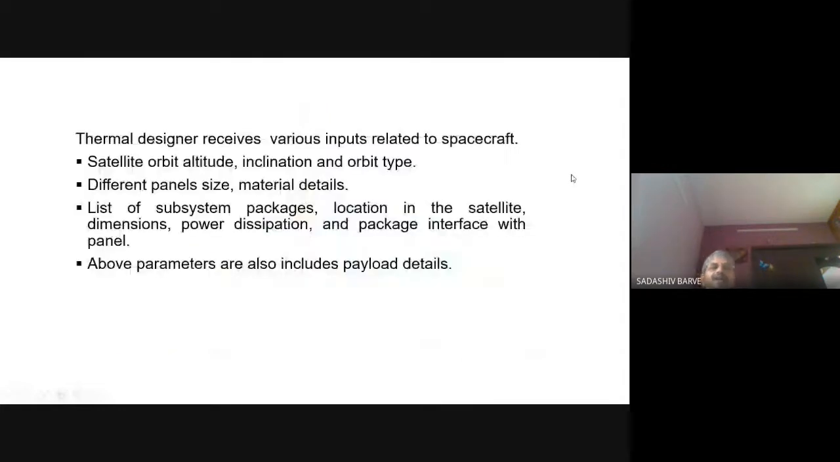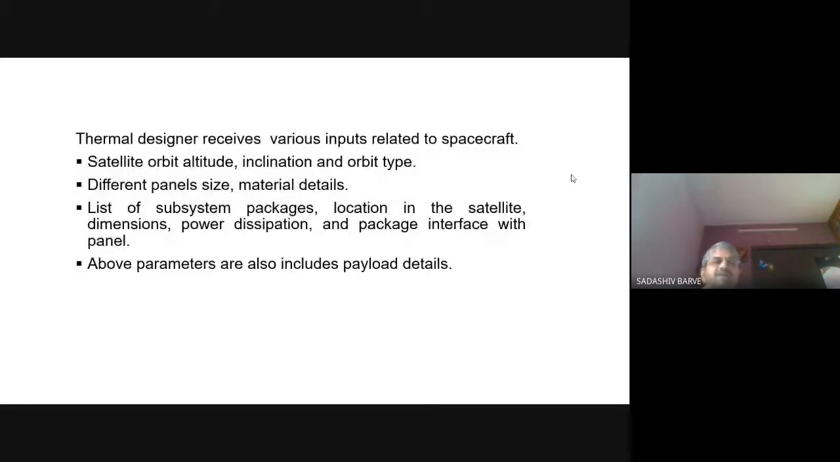Now, the thermal designer receives various inputs related to the spacecraft. See, at the beginning, when the satellite configuration starts, or when they start discussing with different subsystems, the thermal designer needs to know the satellite orbit altitude. Altitude is important because, as I told you earlier, lower altitude means you will get more and more albedo and earth-shine load. Inclination is important because you will get to know which category the satellite is in.